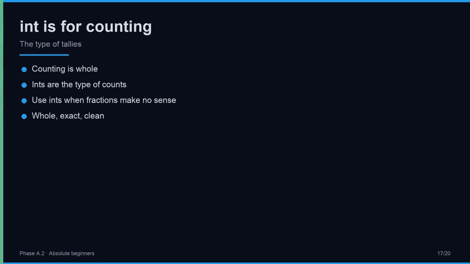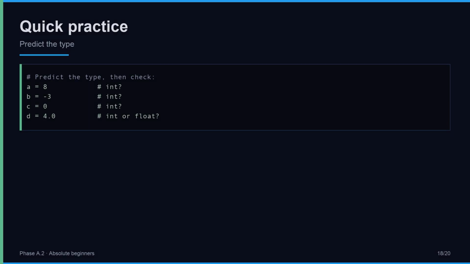Step back and feel what ints are for. They are the type of counting. Anything you count, apples, people, clicks, errors, is naturally whole, and that is exactly what an int is built to hold. Whenever a fractional part would make no sense, whenever the value is a tally or a count or an age, reach for int. Whole, exact, and clean. Those 3 words are the heart of the type. Hold them, and you already know when an int is the right choice.